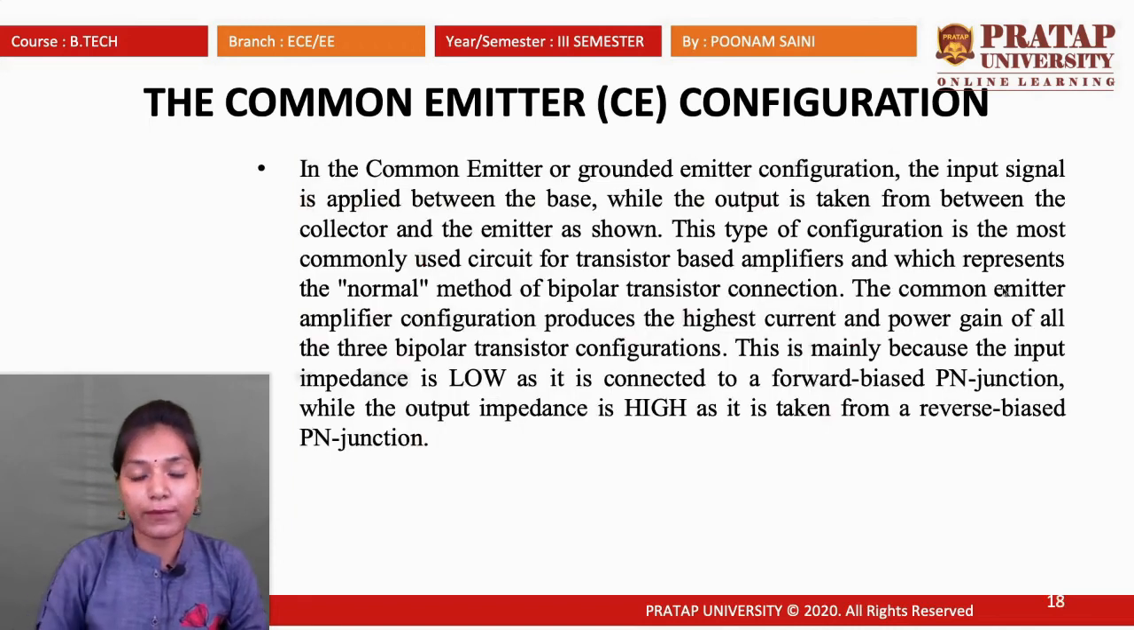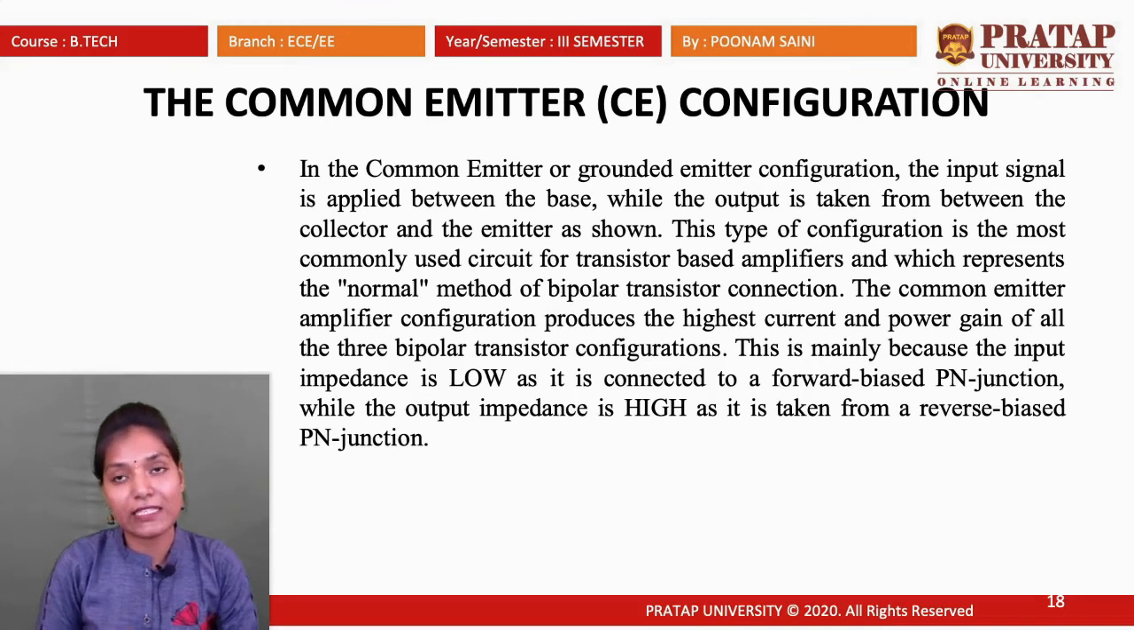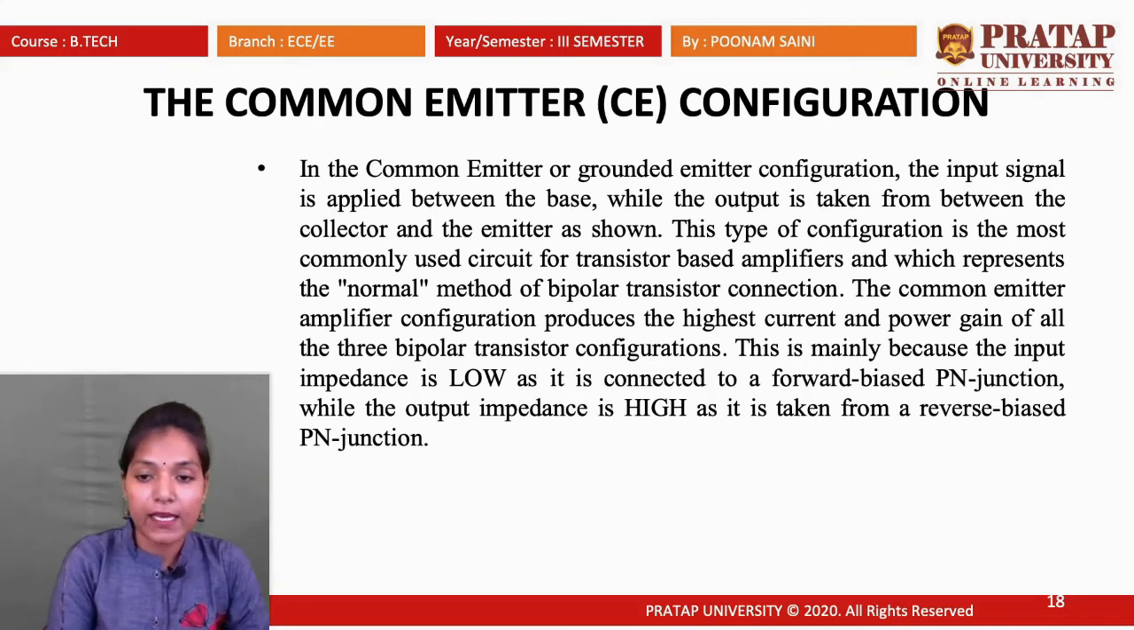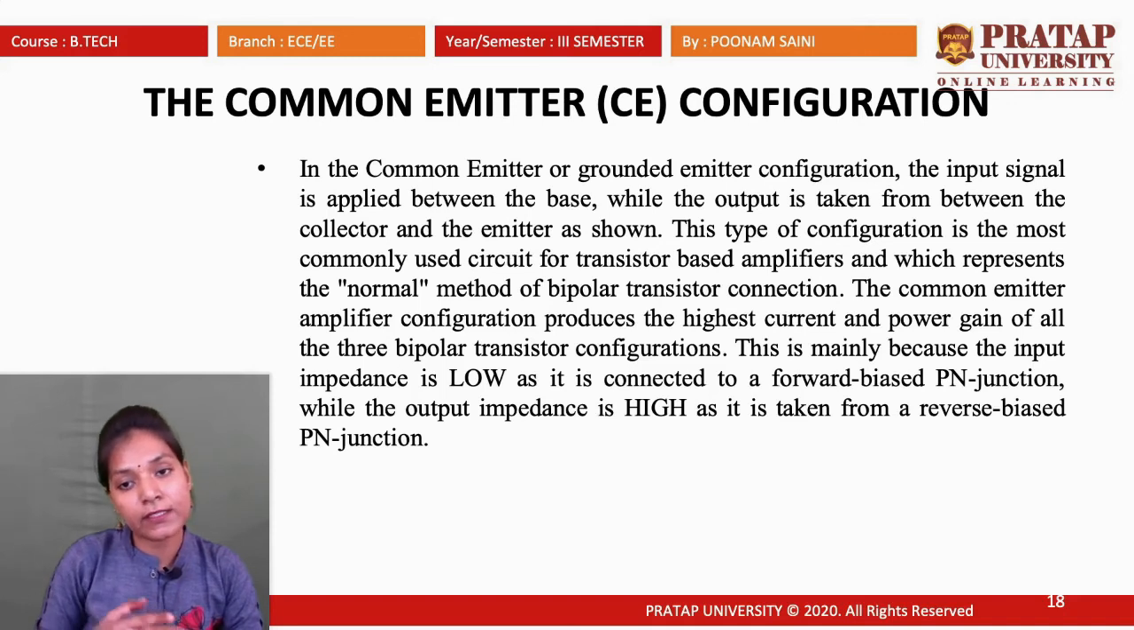So in a common emitter configuration, we can say that the input impedance is low as it is connected to a forward bias PN junction, while the output impedance is high as it is connected through the reverse bias junction. This configuration is commonly used in all the transistors, and this is the configuration which we are going to use in amplifiers, which represents the normal method of bipolar transistor connection.